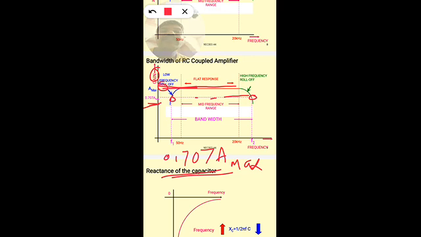In the low frequency region, the frequency corresponding to 0.707 times the maximum gain is called the lower cutoff frequency. In the high frequency region, the frequency corresponding to 0.707 times the maximum gain is called the upper cutoff frequency. The range of frequencies falling between the lower cutoff and upper cutoff frequencies is known as the bandwidth of the amplifier.